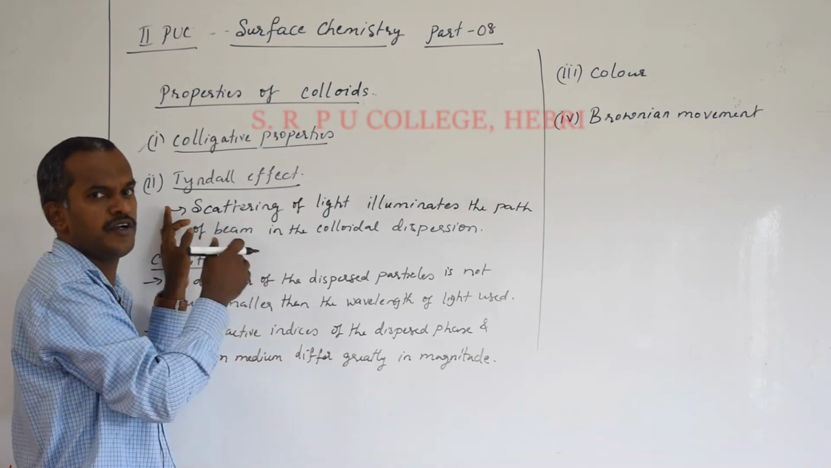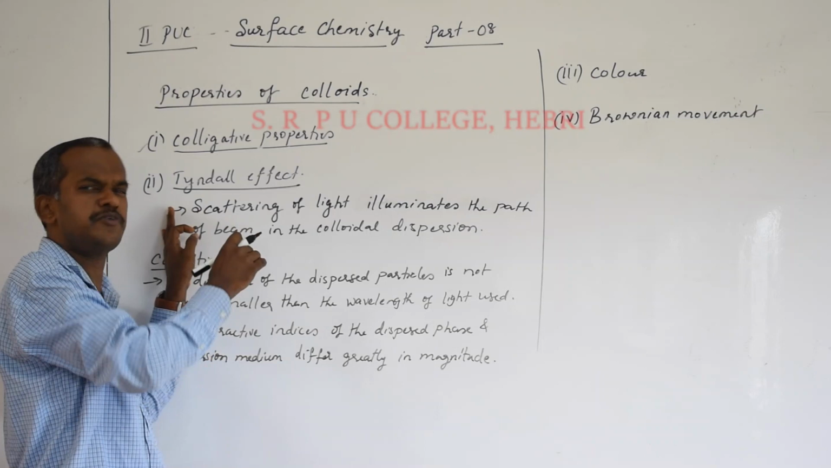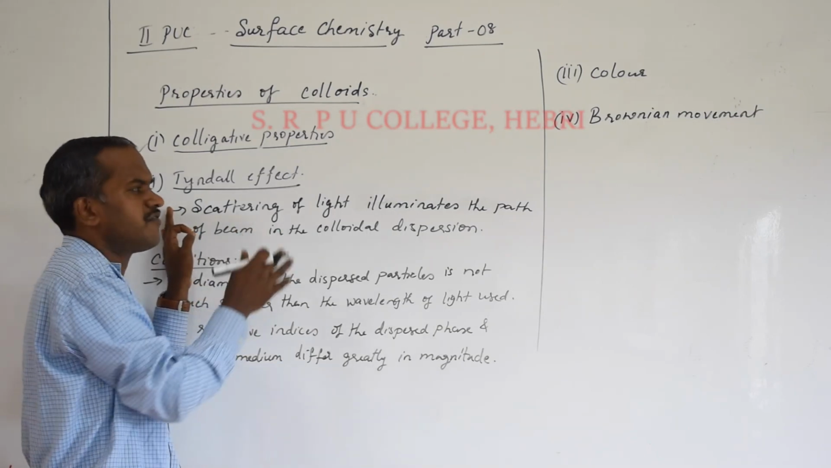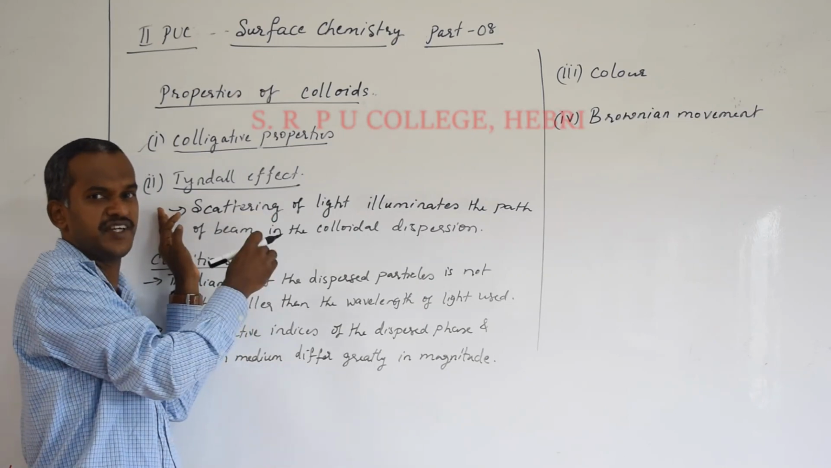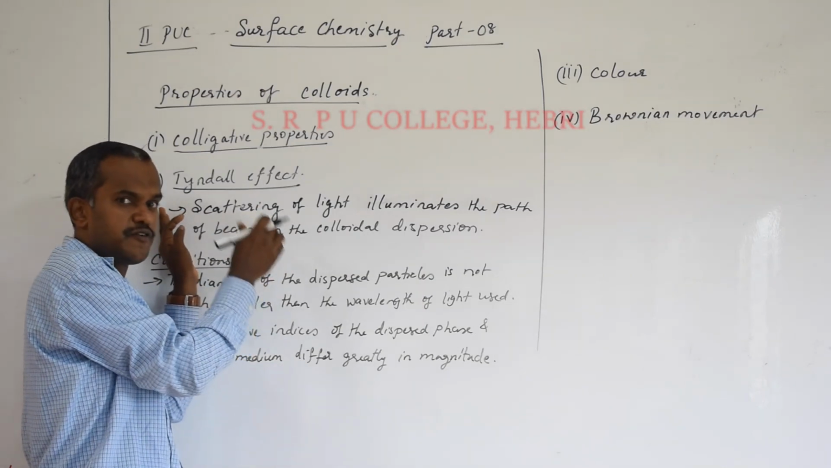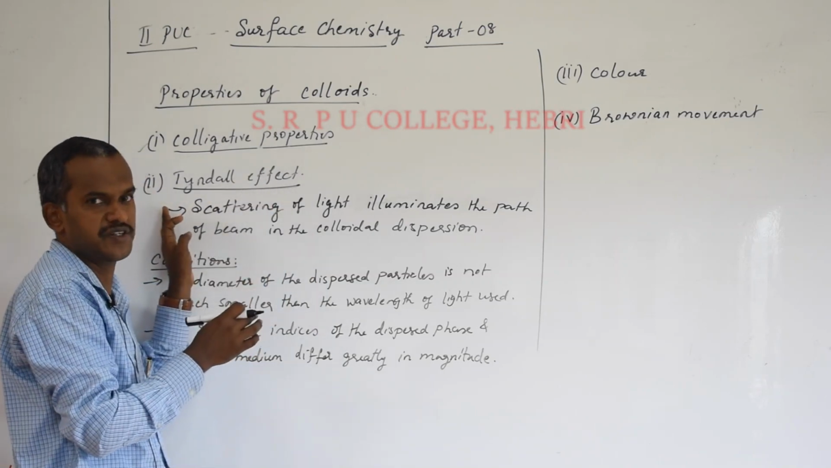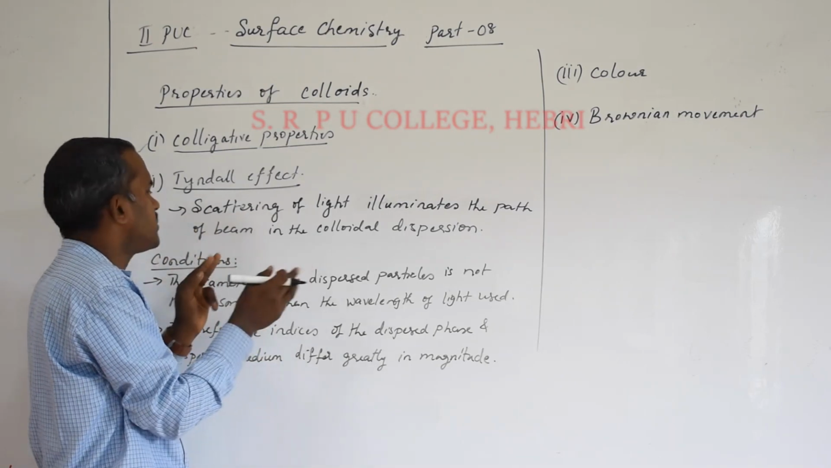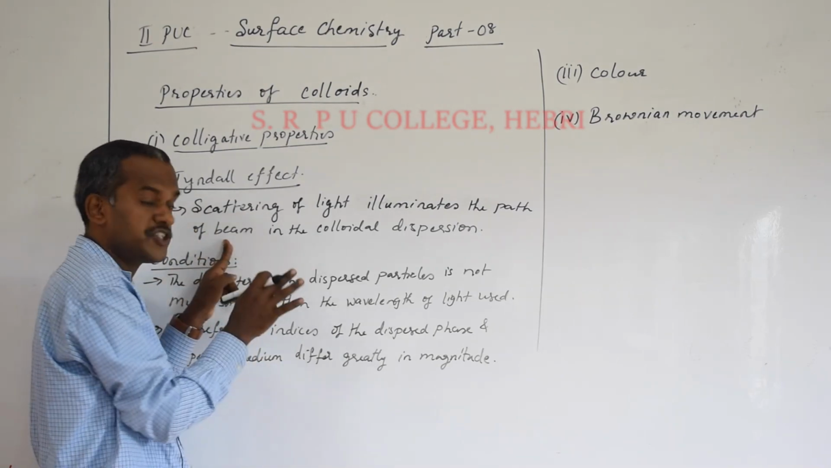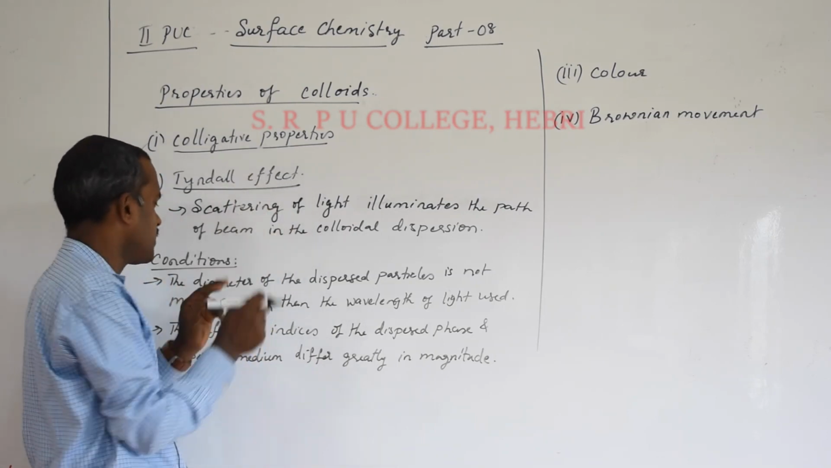I told you before, dispersed phase and dispersion medium are present. The particles of the dispersion medium are very small, just like the size in a true solution maybe. But the particles of the dispersed phase, which have a size in the range of 1 to 1000 nanometer, they are responsible for the Tyndall effect. So remember, here the scattering of light illuminates the path of the beam of light in the colloidal dispersion medium. So we can see the Tyndall cone, that is the Tyndall effect.